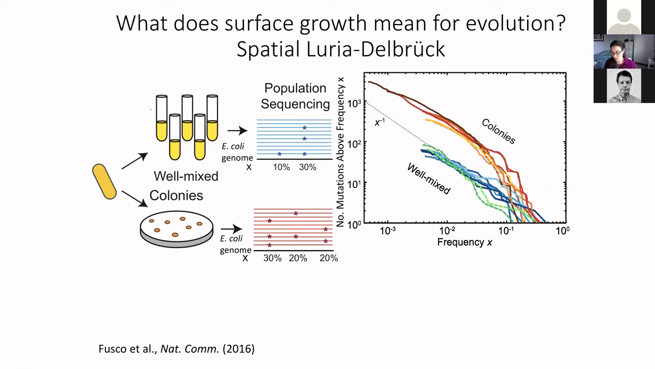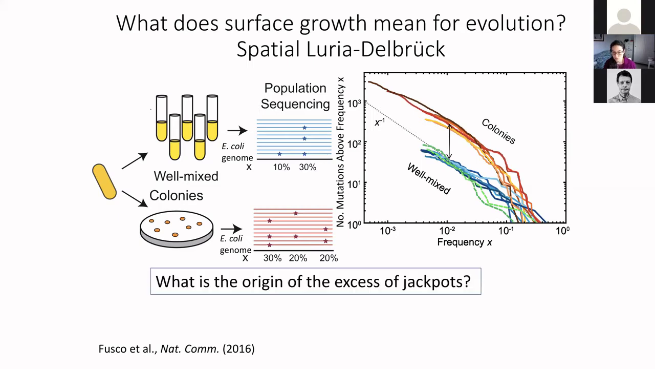In particular, what I would like to highlight is that at high frequency, let's say for instance here at 1%, we have almost 10 times more mutations. So the effect of this growth on agar plates is that we have an excess of what Luria and Delbrück at the time called mutational jackpots. So the question is, where are they coming from?